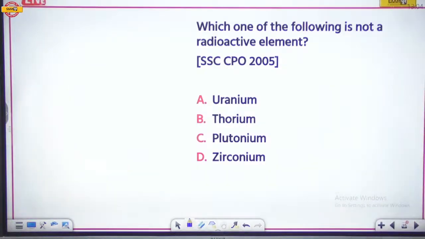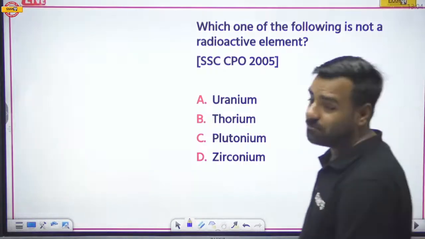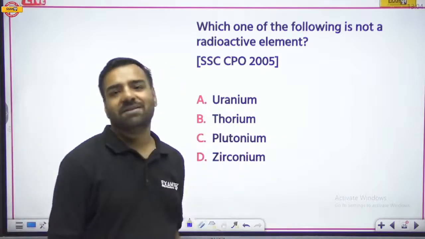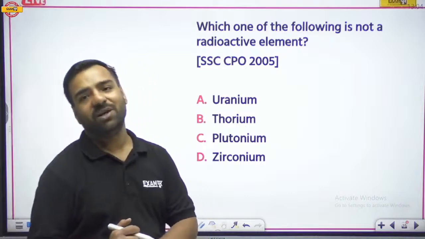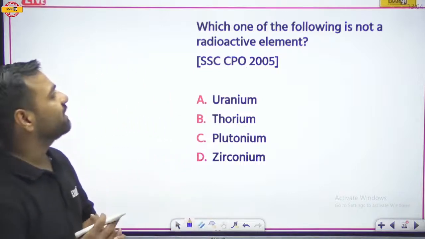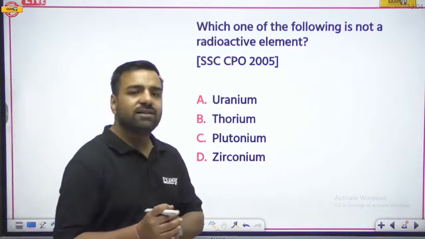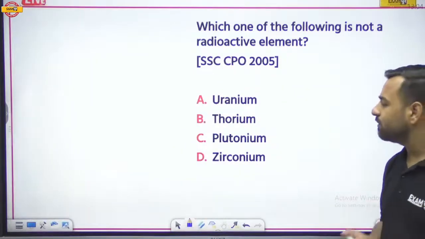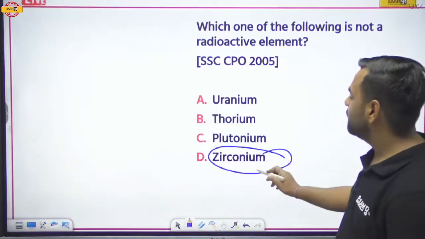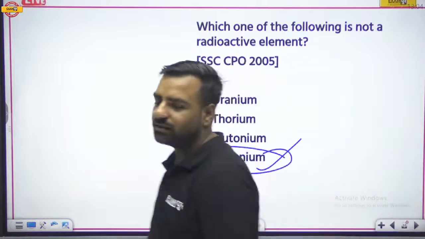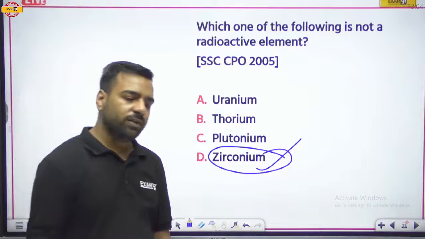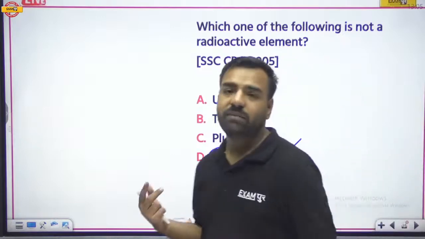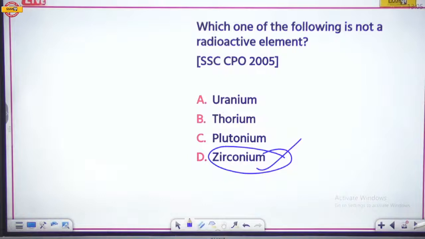Next question. Which one of the following is not a radioactive element? Now this one is important, because here everyone is having the ending part with 'ium', so it seems as if all of them are radioactive, but it's not. So yes, let's see who will give the correct answer. Obviously uranium is a radioactive element. We have already taken its example. Apart from that, thorium and plutonium are also radioactive elements. But zirconium is not a radioactive element, and hence option D is correct. The others are actually not stable. Because of that, they keep on disintegrating, and they keep on giving those alpha, beta, gamma radiations. So option number D is the correct answer.